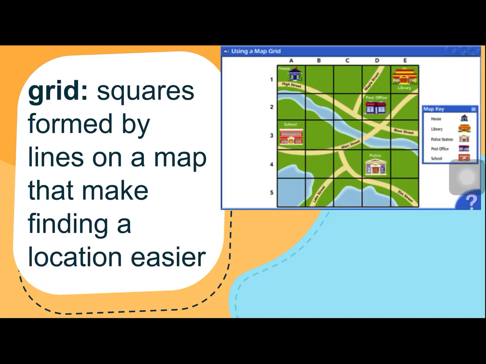Next, say grid. Good. Squares formed by lines on a map that make finding a location easier. This is something that we practiced in the previous weeks, so hopefully something like this looks a little familiar. Again, this is a grid.